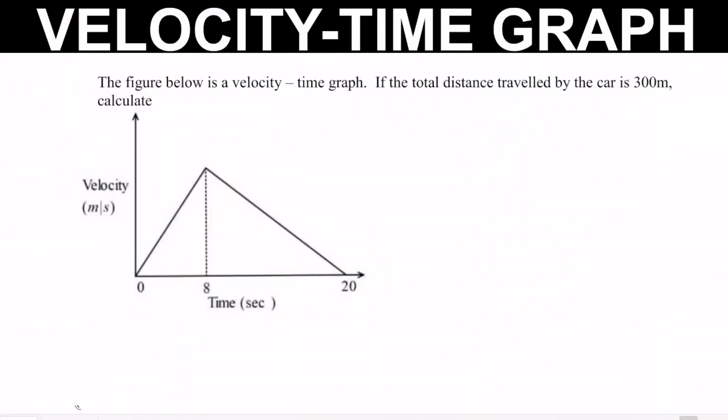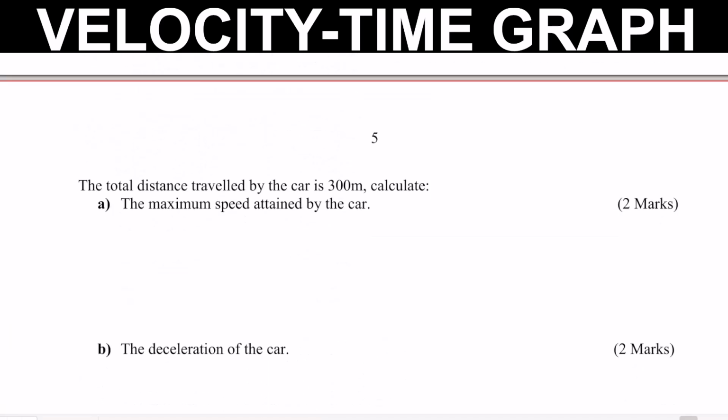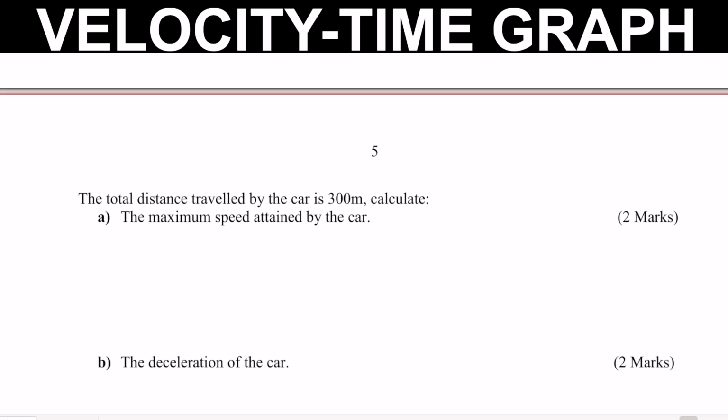Velocity time graph. The figure below is a velocity time graph. If the total distance traveled by the car is 300 meters, calculate part A, the maximum speed attained by the car, B, the deceleration of the car. So let's start with the first one, the maximum speed of the car.